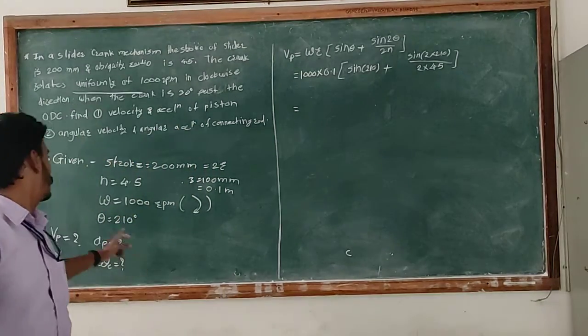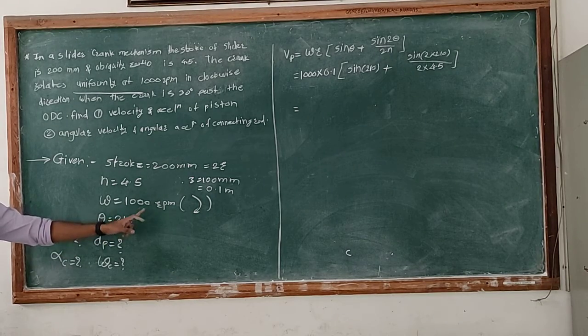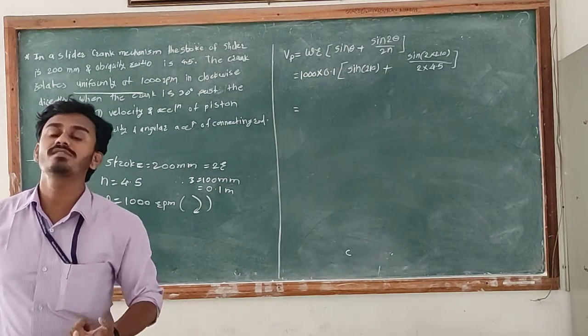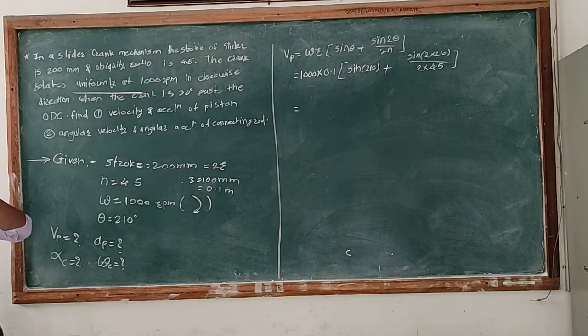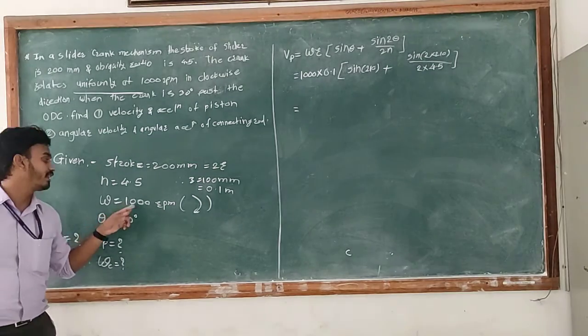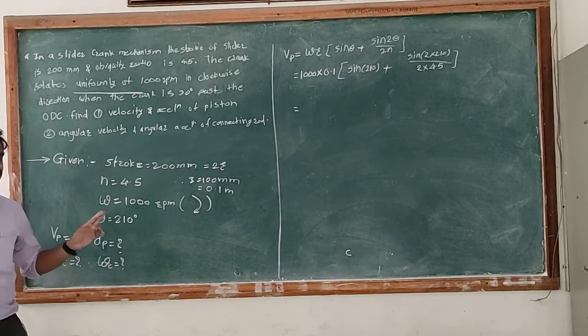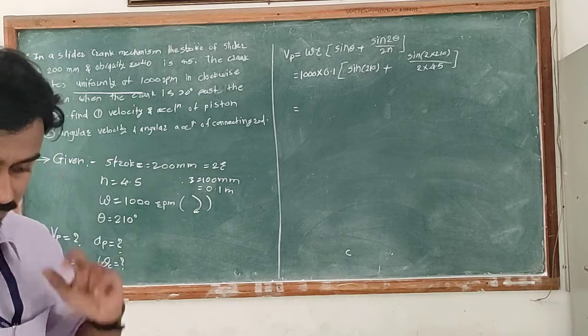Here they have given that omega is in rpm, revolution per minute. We have to convert this omega into radian per second. So how can we convert this omega into radian per second? We will divide it by 60.